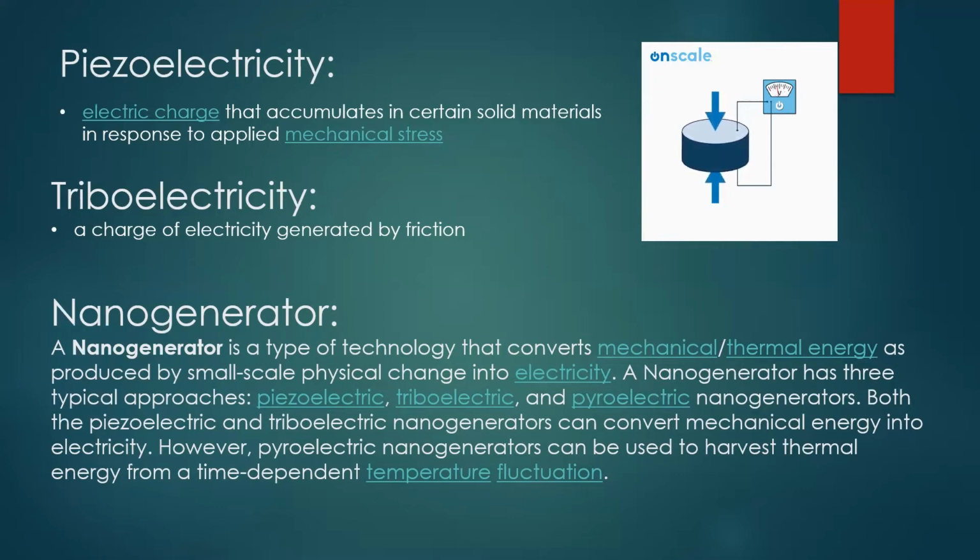A nanogenerator has three typical approaches: piezoelectric, triboelectric, and pyroelectric nanogenerators. Both the piezoelectric and the triboelectric nanogenerators can convert mechanical energy into electricity. However, pyroelectric nanogenerators can be used to harvest thermal energy from time-dependent temperature fluctuations.